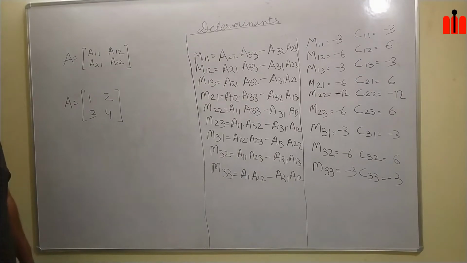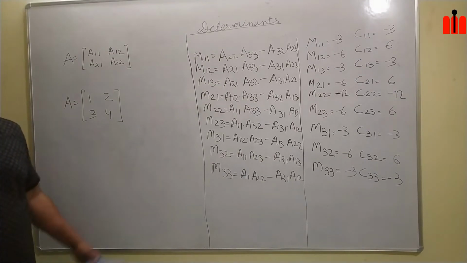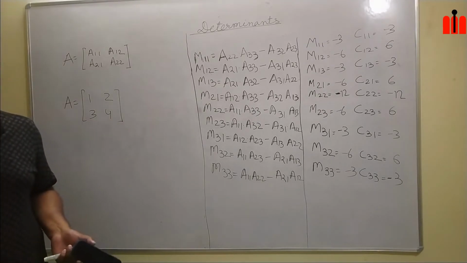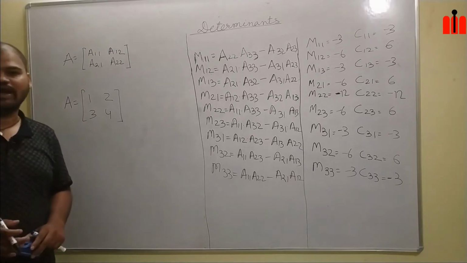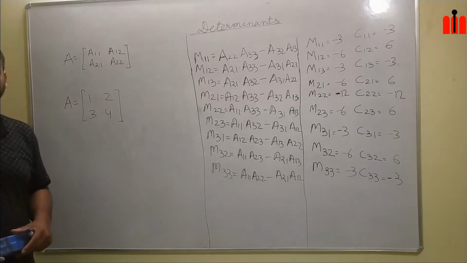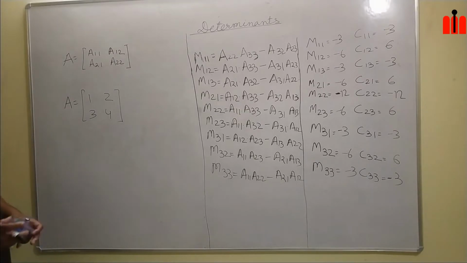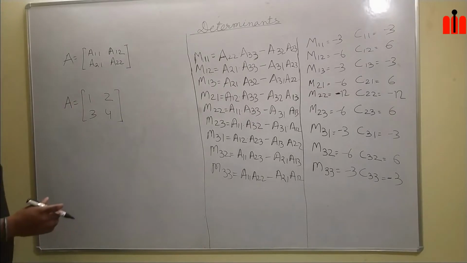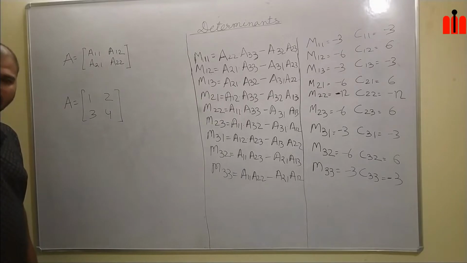Let's move on to find determinants. We understood how we find minors and cofactors. Now let's see how we find determinants. Let's take our 2 by 2 matrix first. Next we will go for our 3 by 3 matrix. In our 2 by 2 matrix, just as we found the minor, we will get the determinant.